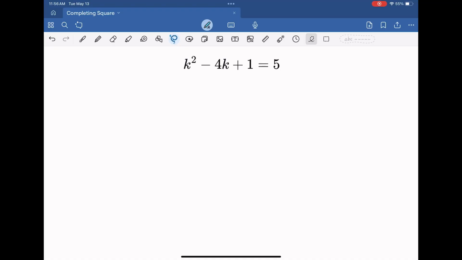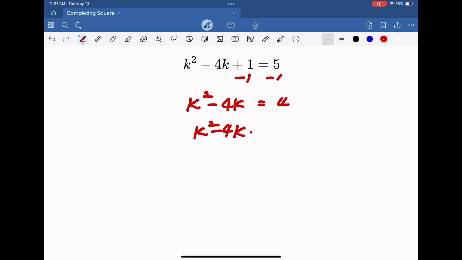Next problem, we have to move 1 to the right-hand side by subtracting 1. So we have k squared minus 4k equals 5 minus 1, which is 4. You divide 4 by 2 and you square it, then you add that number. So k squared minus 4k, 4 divided by 2 is 2, so add 2 squared equals 4 plus 2 squared.